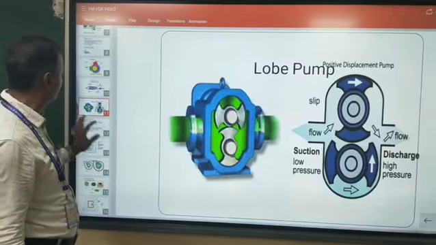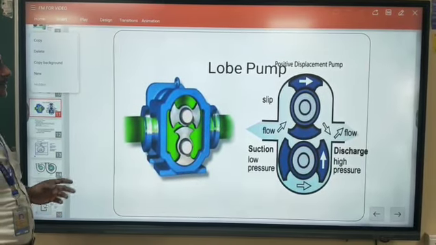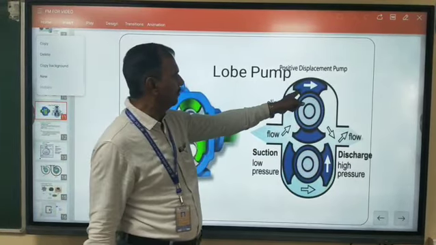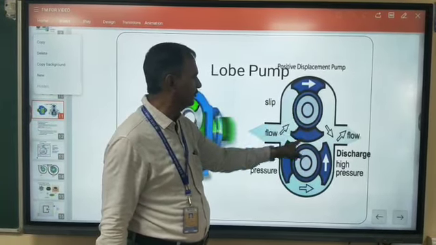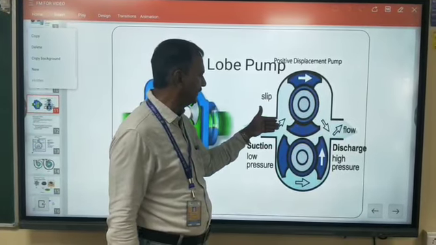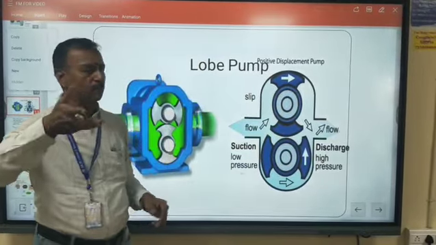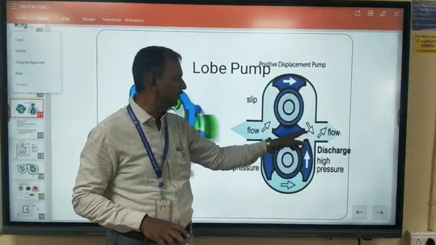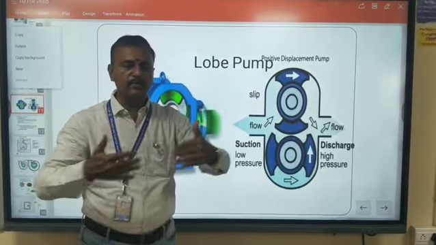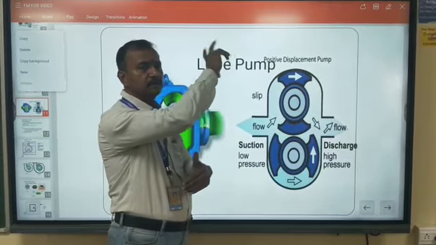Another type of pump is called lobe pumps. Lobe pumps are almost like a modified version of gear pumps. For example, two lobes, these are called lobes, just rotary devices. The flow goes inside. One lobe rotates clockwise, another rotates anti-clockwise. This is a must. You can see the arrow marks. Just imagine, clock means clockwise.